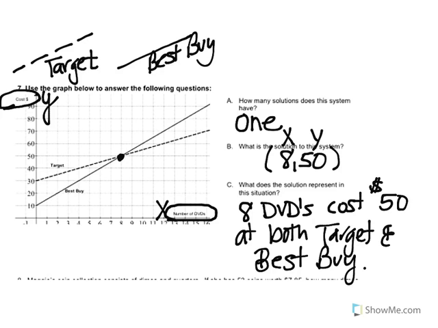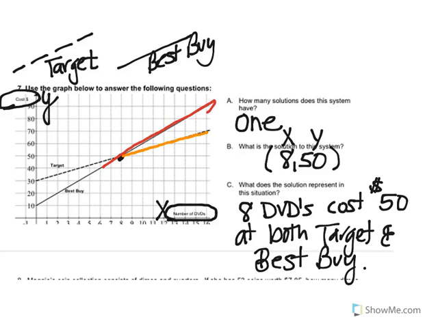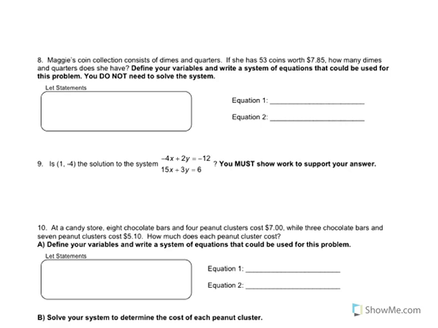Now, if you notice, after that point, after 8, the DVDs at Target get less expensive, and the DVDs at Best Buy become more expensive after 8. Now, before that, before you buy 8, Target was more expensive, and Best Buy was less expensive. So this was the turning point right there at $8.50. Okay, let's go to the next page.